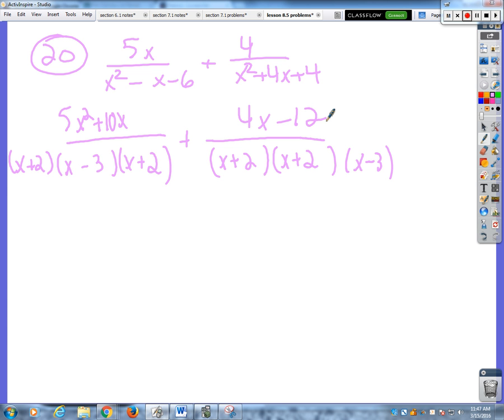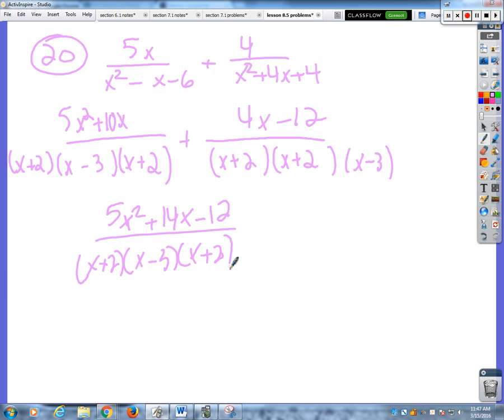All right, so now if I combine like terms on top, what do I get? 9x. No, because this one isn't squared, so you can't combine it. Oh, 10x plus 5x squared. So 5x squared plus 14x minus 12 over x plus 2, x minus 3, and another x plus 2.